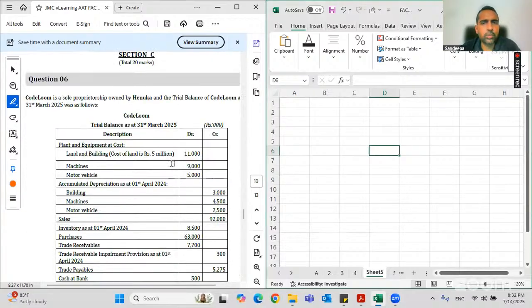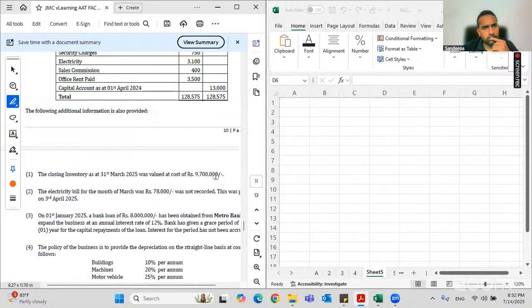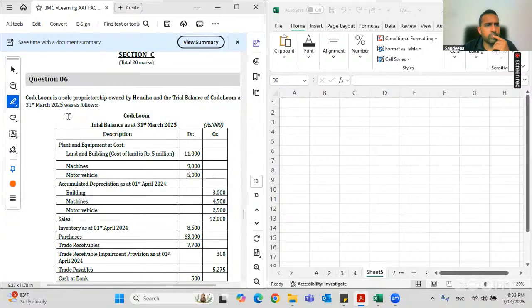Should be able to. Okay, right. Okay. So we are coming to our last question, lamai, right? Question number 6. Look at. You are required to prepare the statement of comprehensive income and statement of financial position. We'll start from the beginning.